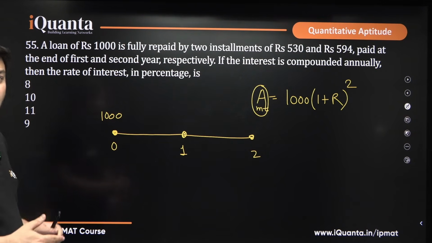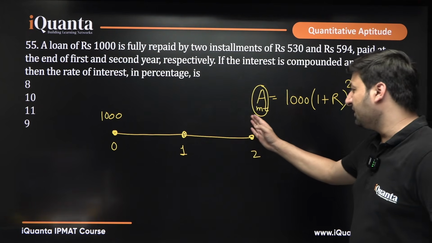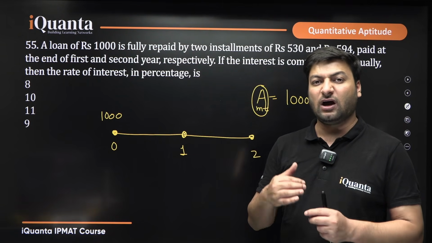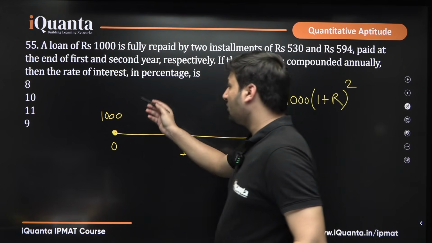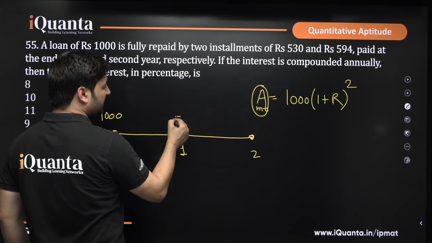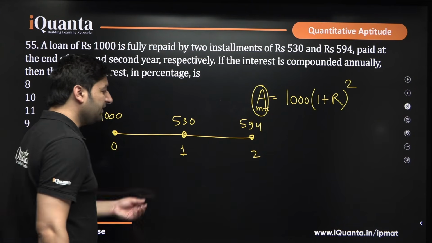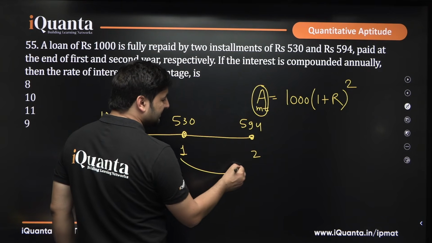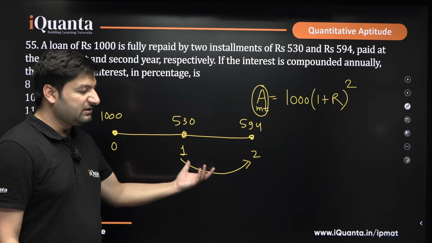You know that in installments, the loan of 1000 was taken, it became something at the end of 2 years, and that is exactly equal to the amount that becomes by paying the installments. So, when did you pay the first installment? You paid the first installment of rupees 530 here and finally 594 here. When you paid this first installment, the bank basically reinvests it and generates some interest out of it, and the bank would have invested it for 1 year.